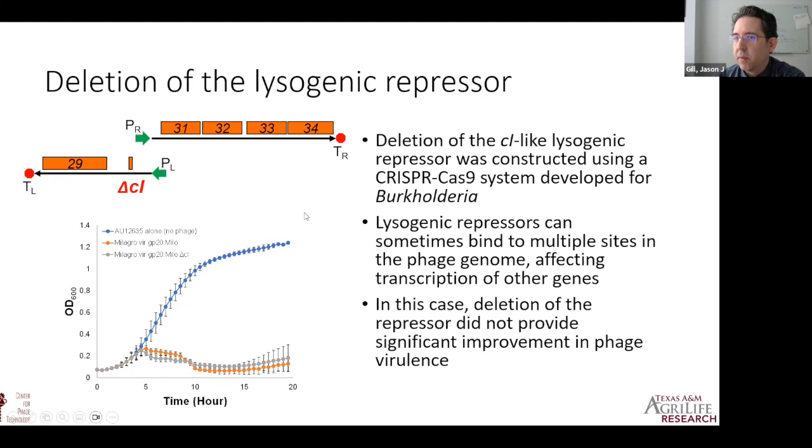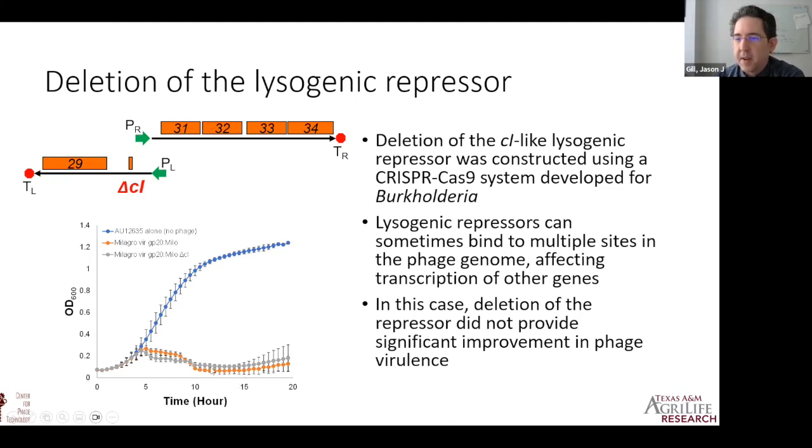So another thing we wanted to do to continue engineering here was to delete the lysogenic repressor of this phage. This was done in a CRISPR-Cas9 system, which was developed in Burkholderia. So we made this phage in the Milo fusion Vir phage background, and it's really just a deletion of C1. We did this because these lysogenic repressors sometimes bind to multiple points in the phage genome. In Lambda, they bind to 2 points. C1 binds to 2 points in the genome. And if it has a second site of interaction, that could also be suppressing its activity. So we thought it would be best to just delete C1 and see what happens.